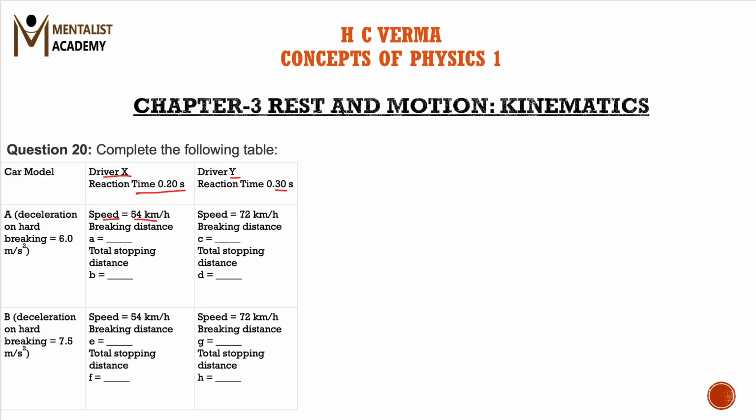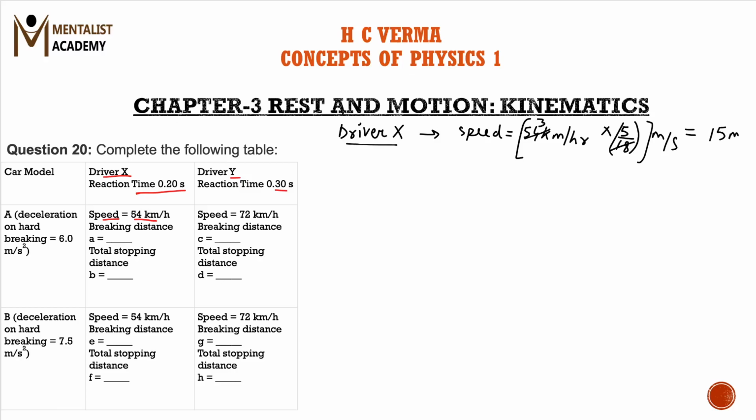So the speed of driver X, I am writing all the data for driver X. So speed is equal to 54 km per hour, and when we convert this into meter per second, we simply need to multiply by a factor of 5 by 18. So this speed would become, in meter per second, equal to, if we cut this, 5 into 3, 15 meter per second.